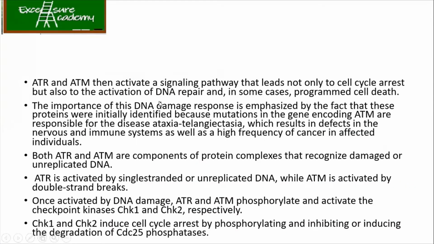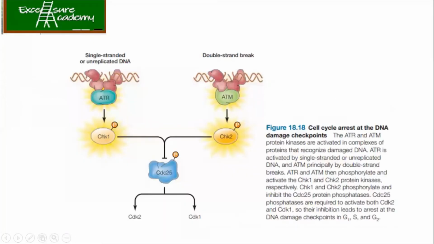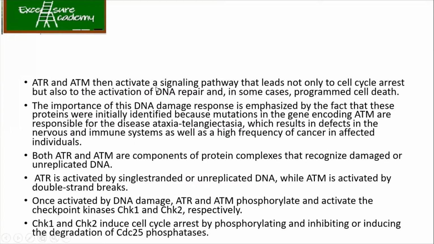So we'll just go through what reference is given. So ATR and ATM then activate the signaling pathway, which leads not only to cell cycle arrest, but also the activation of DNA repair. Okay. Now, as you know, if the DNA is not getting repaired, then the cell has to undergo programmed cell death, that is apoptosis. The importance of this DNA damage response is emphasized by the fact that these proteins were initially identified because mutations in the gene coding ATM are responsible for the disease ataxia, which results in defects in the nervous and the immune system, and eventually in cancer.